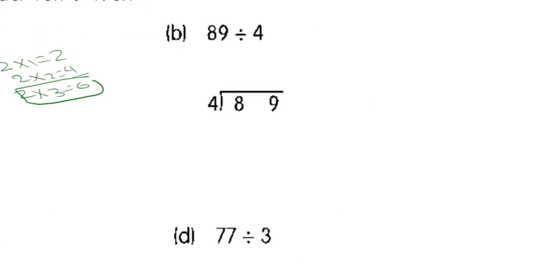89 divided by 4. Let's say how many groups of 4 in 8. How many 4's in 8? Count by 4: 4, 8, 12. You can't say more than 8. 4, 8. You have 2 groups and there is no remainder. Then ask yourself again, how many 4's in 9? You will find 4, 8. You can't say 12. So you will find that we have 2 groups, but you have a remainder. 9 minus 8 gives you 1. The remainder is 1.